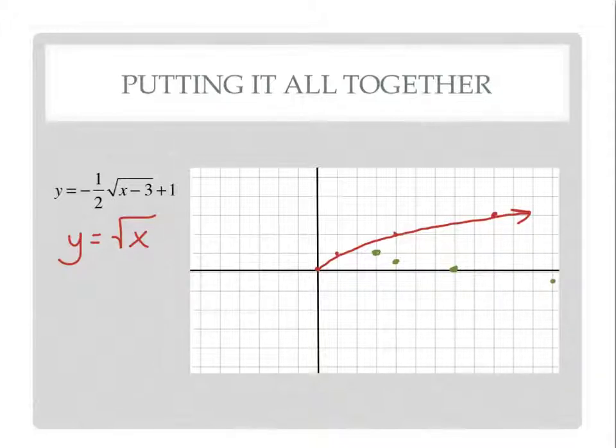And that is how we graph by transformation. And you can use your table function on your graphing calculator to make sure you have the right points. I know I did, and I definitely do have the right points there.